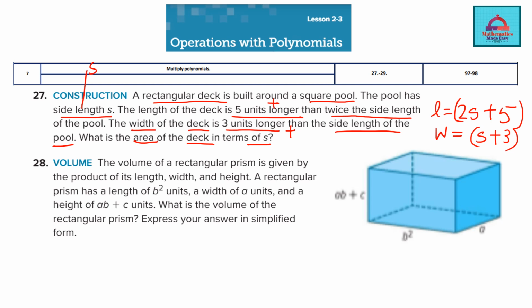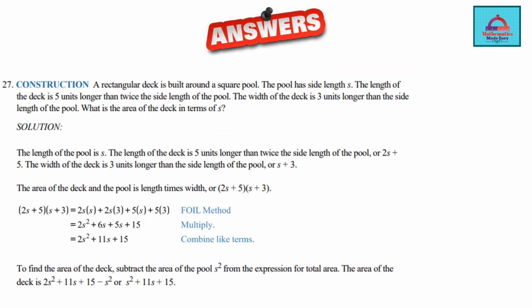Similarly, in question 28, you are given some important information. The length is b squared, the width is a units, and the height is ab plus c. You have to find the volume of the rectangular prism. It is shown here in the figure, and then give your answer in simplified form. So let's first solve question 27 followed by 28.